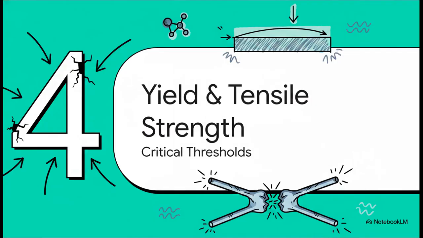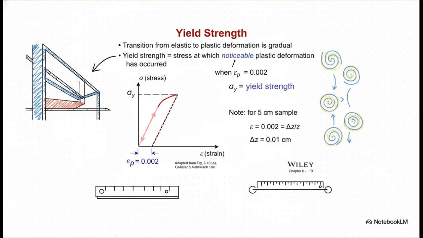Next up, Section 4, Yield and Tensile Strength. Since we know materials permanently deform, engineers absolutely need exact numbers to prevent a catastrophe. The first major threshold here is the yield strength. Because the transition from elastic to plastic is usually this gradual, sweeping curve rather than a sharp, obvious corner, engineers need an agreed-upon standard for when a material has officially deformed.